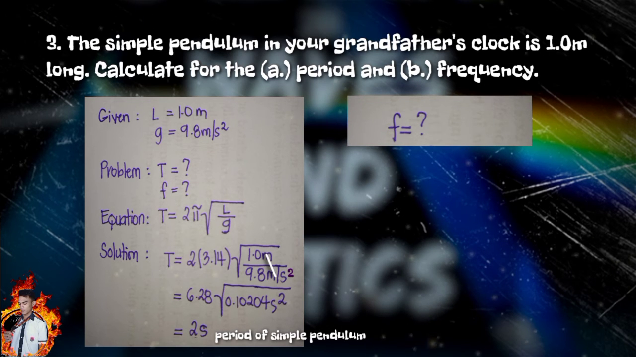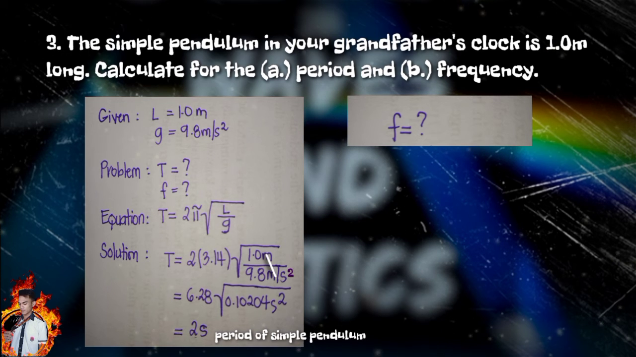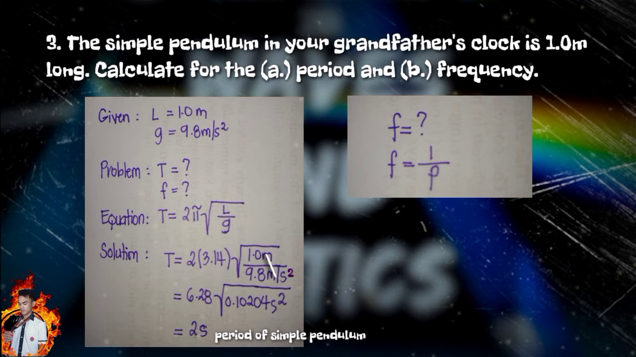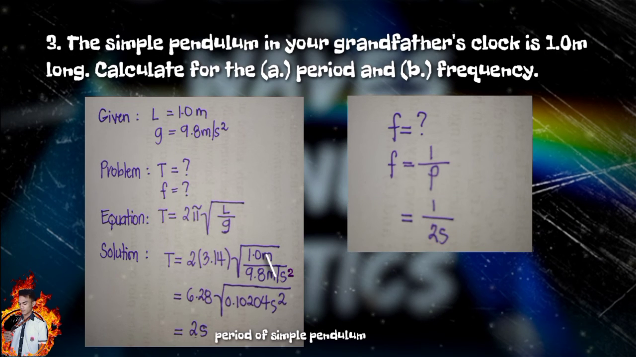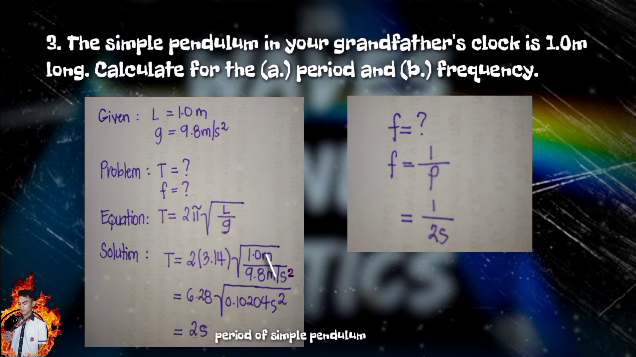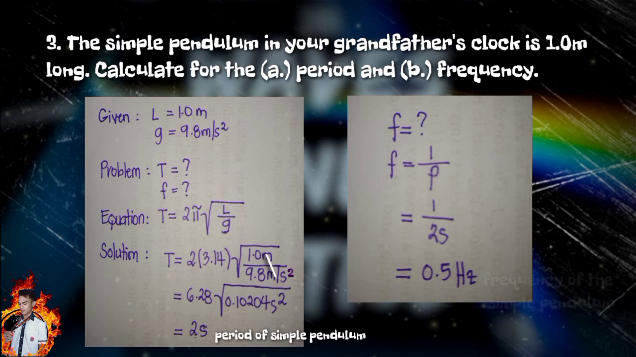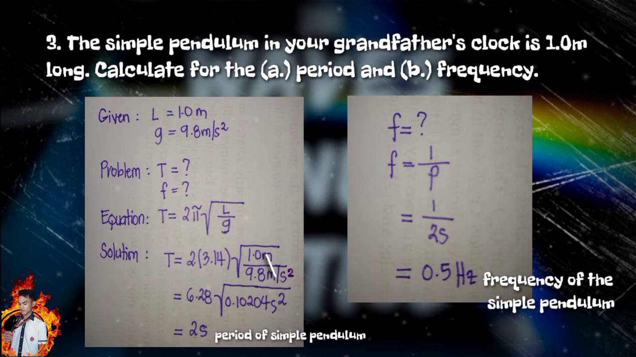Let us now proceed to the second problem, which is finding the frequency. In order to get frequency, we have 1 divided by the period. Substitute the period of the simple pendulum, we have 2 seconds. 1 divided by 2 seconds is equal to 0.5 seconds raised to the power of -1, or 0.5 Hertz. We have now the frequency of the simple pendulum.